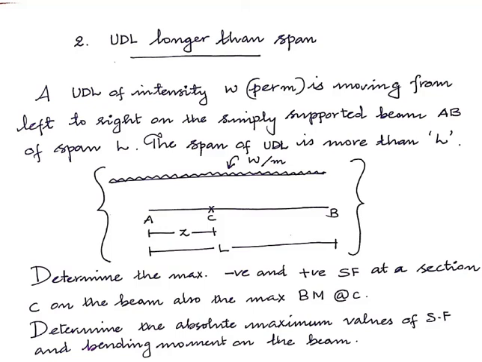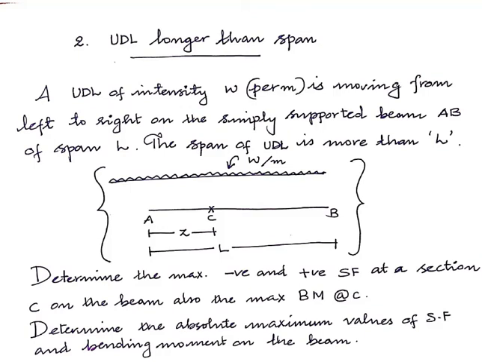So the next type of moving load we are going to consider for the analysis is a UDL longer than the span of the beam. For example, just imagine a train moving over a bridge. So the beam here is a bridge and the train moving on the bridge, which is longer than the bridge, is the UDL. And in this case, a UDL longer than the span is moving over the beam.